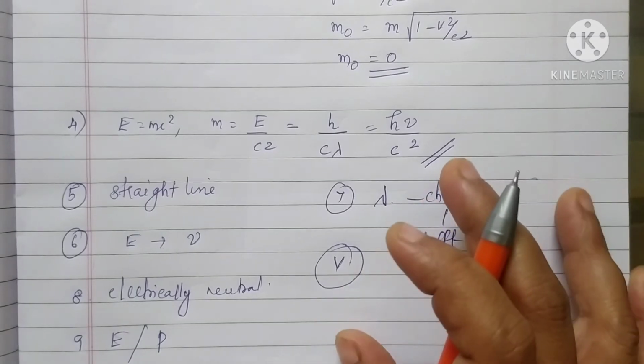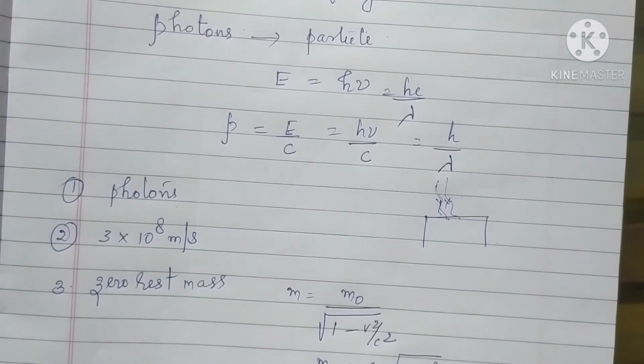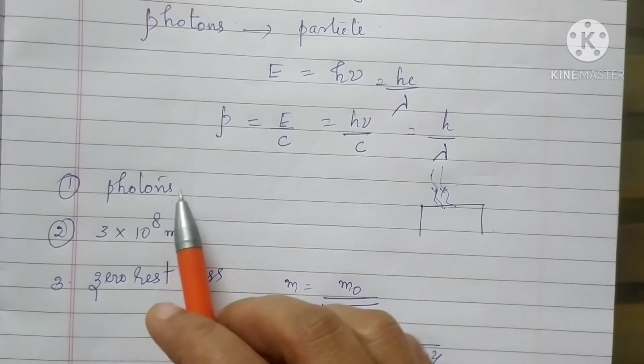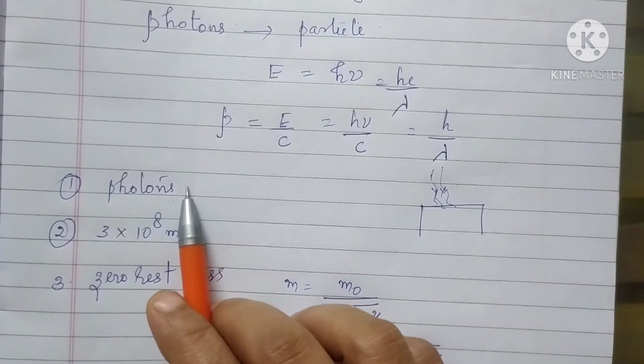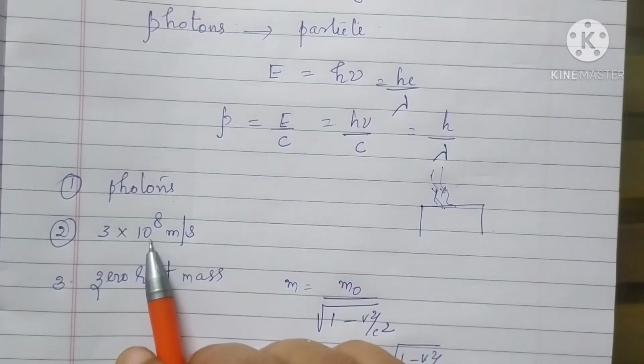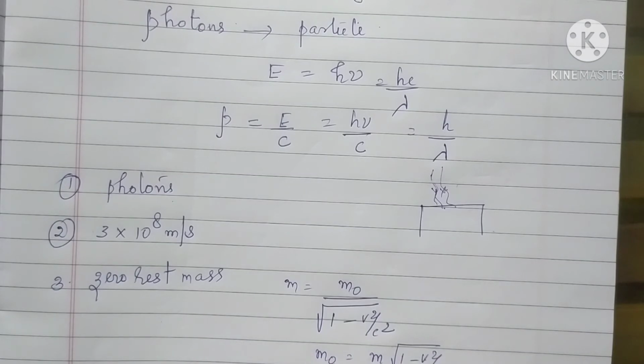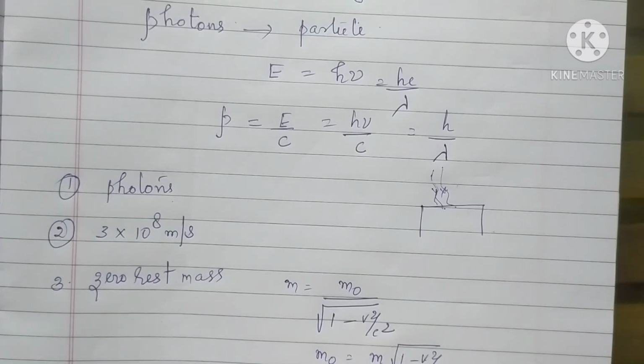Once again, in interaction of radiation with matter, the radiation behaves as if it is made up of particles called photons. A photon travels with a speed of 3 into 10 power 8 meter per second. It has zero rest mass. The inertial mass is given by m equal to E by c square, or h nu by c square. Photons travel in a straight line. Energy of a photon depends upon frequency. Wavelength will be different in different media, so the velocity will also change. Photons are electrically neutral. It is an elastic collision in which the energy and momentum are conserved.